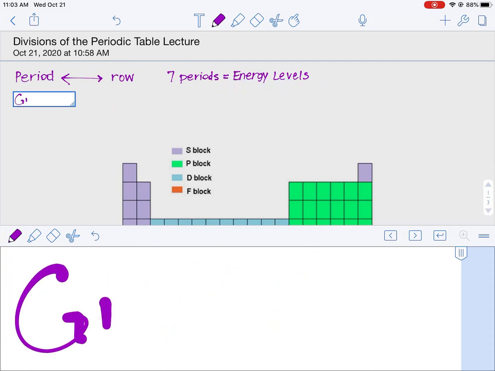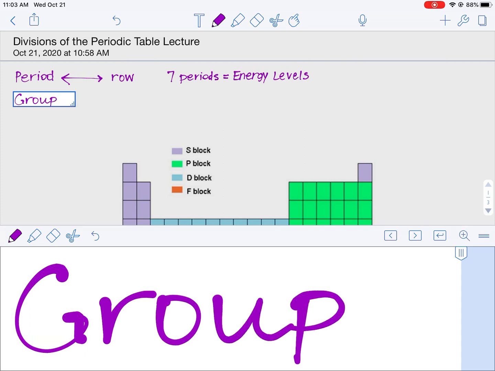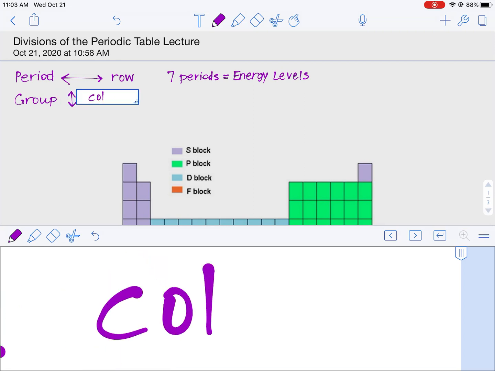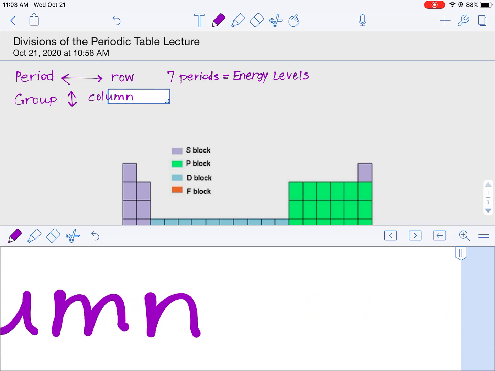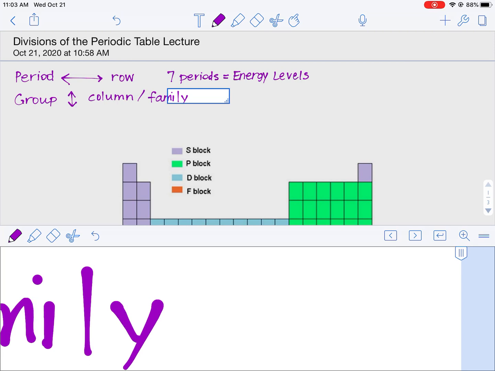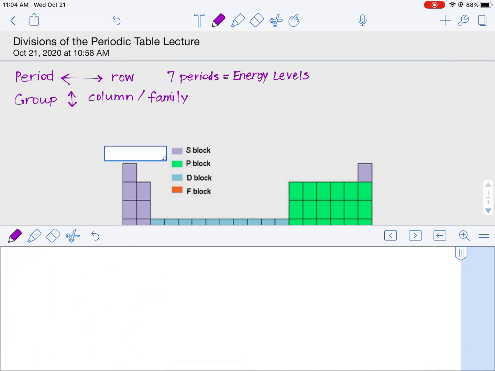The second vocabulary word we learned last lesson was that of group. It is absolutely imperative that when you hear the word group associated with the periodic table of the elements, you understand that its direction is the up and down. In other words, it's a column. Another synonym for a group or column on the periodic table is that of a family. And we talked about how Dmitri Mendeleev prioritized grouping these elements into these families so that they shared similar chemical and physical properties.